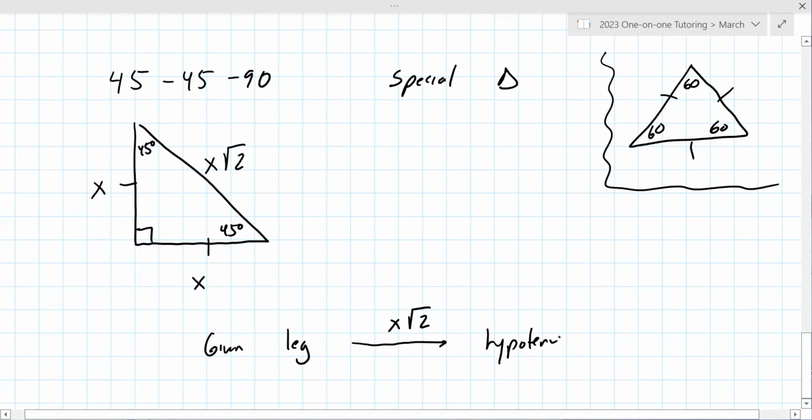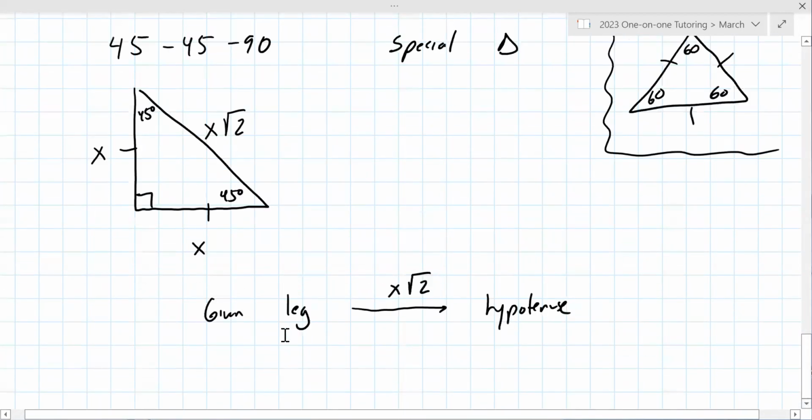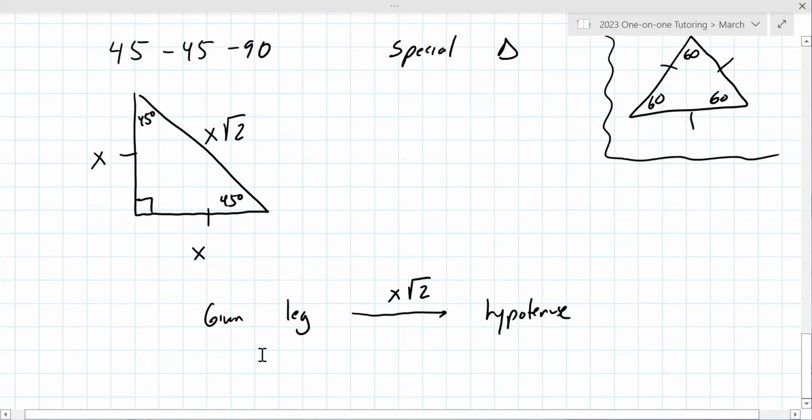Okay. Now, there's also another part of this, and we'll give them both to you, and then we'll do some problems. If you're given the hypotenuse, to get the leg, you divide by the square root of 2, and then both legs are equal.